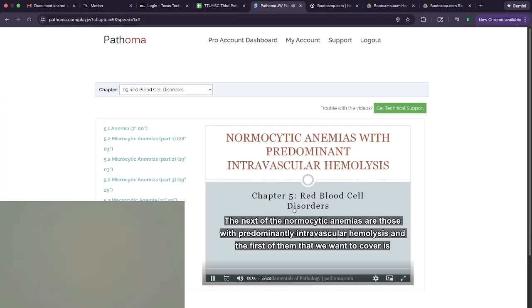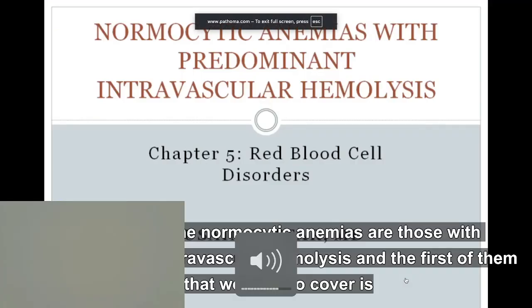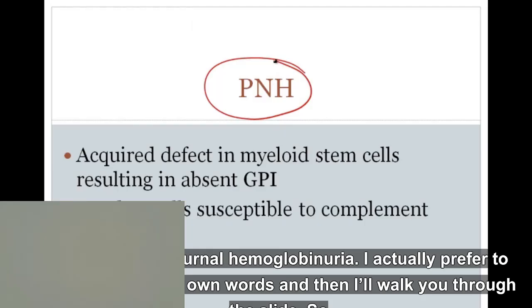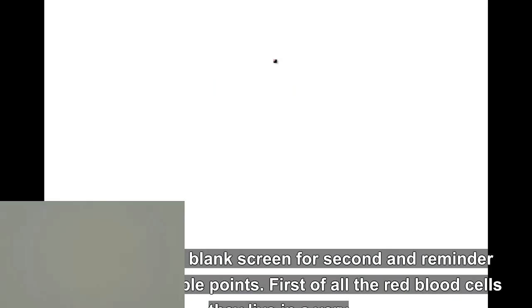Okay. The next of the normocytic anemias are those with predominantly intravascular hemolysis, and the first of them that we want to cover is paroxysmal nocturnal hemoglobinuria. I actually prefer to explain this in my own words, and then I'll walk you through the slides. So let's just take a blank screen for a second and remind ourselves of a couple points.